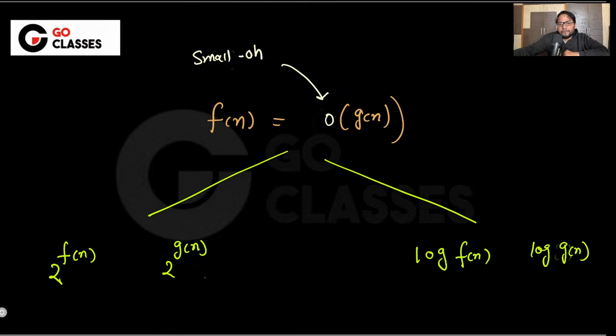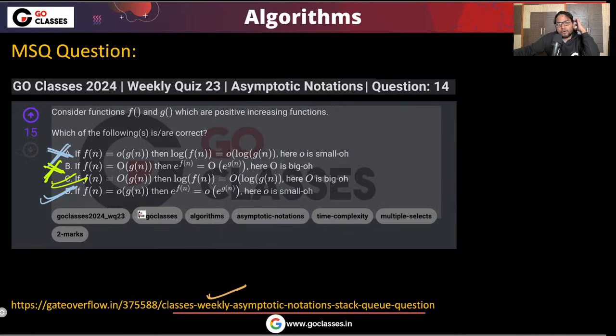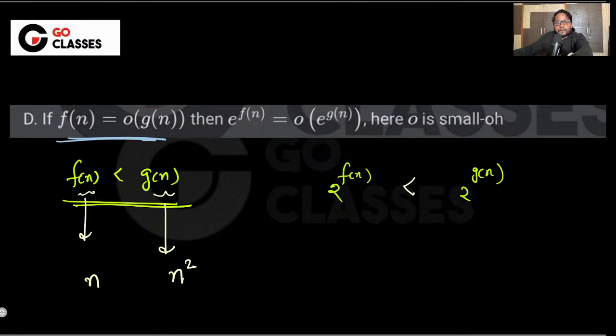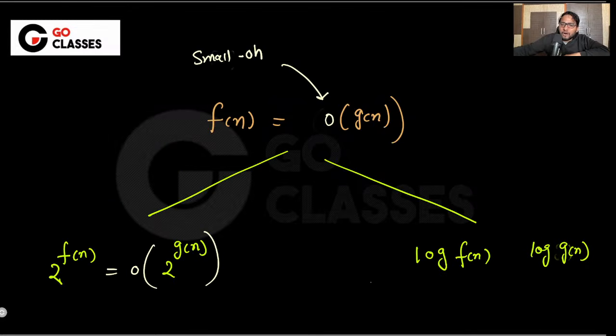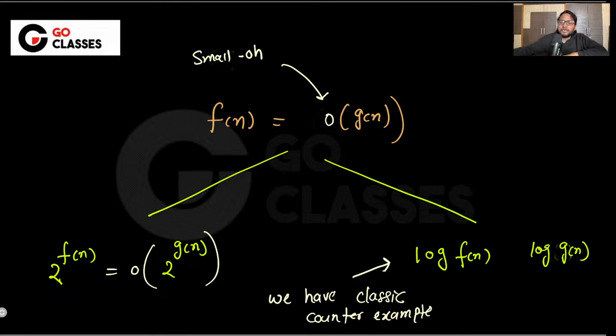See, we have seen this, right? In case of a small o, actually this is true. This is again a small o because I can't trick with the constant. We have seen that if it is a small o, then in power also it is okay. But in log we have seen the counter example here. Can you give me the counter example? In the log we have a classic counter example.